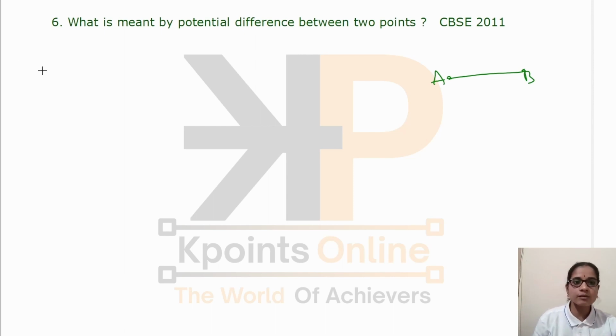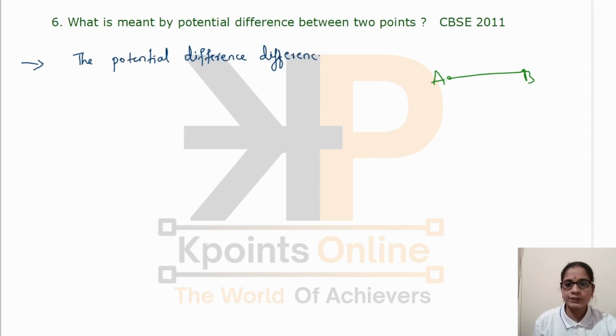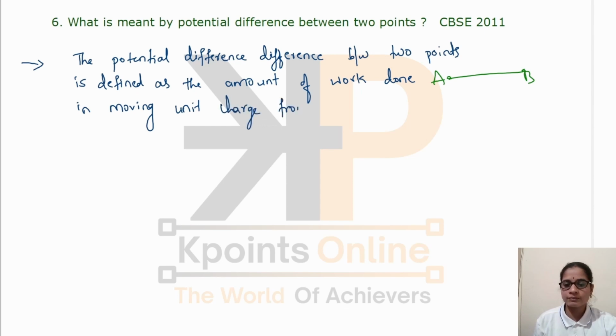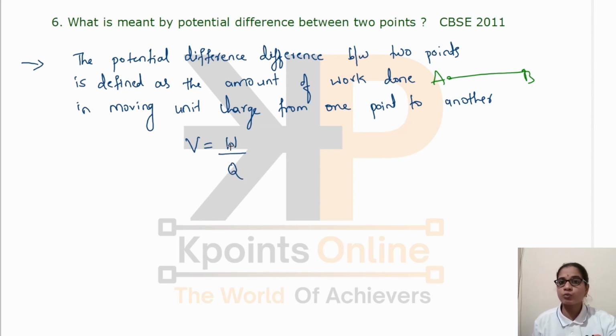So, let us define the potential difference here. The potential difference between 2 points is defined as the amount of work done in moving unit charge from one point to another, and it is given by V is equal to W by Q. W is the amount of work done in bringing unit charge from one point to another. Q is the charge here.